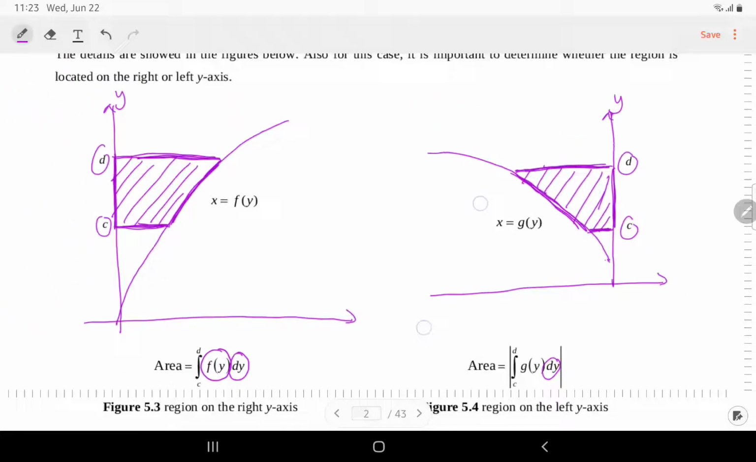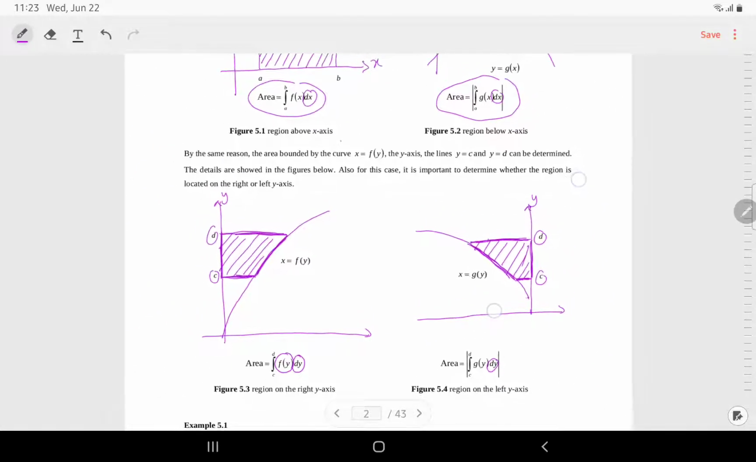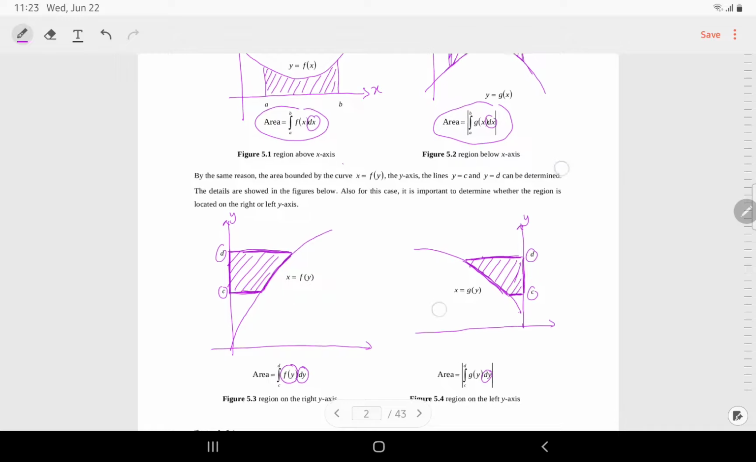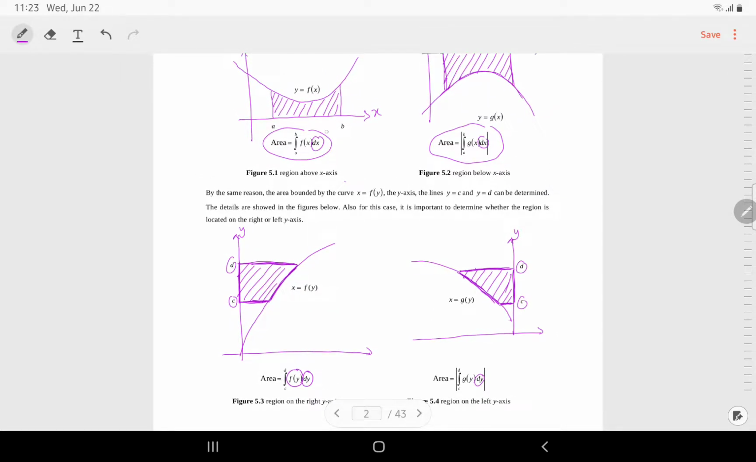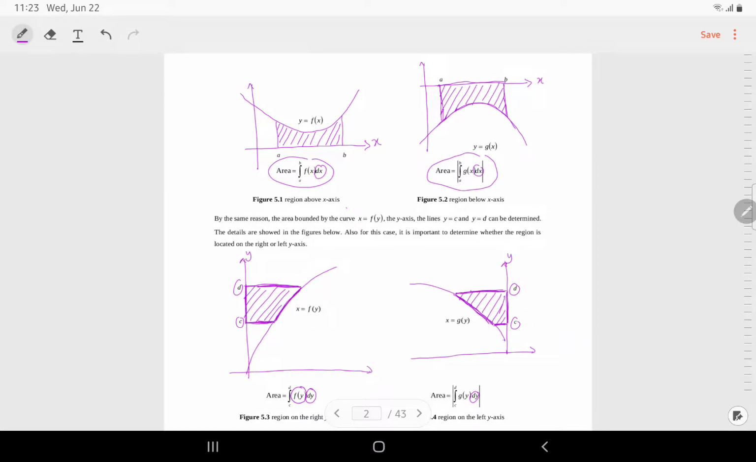Okay, so you kena pandai differentiate lah between these four formula. Okay, formula yang first one untuk x above the region is above x-axis. Figure 5.2, the region is below x-axis. Figure 5.3, the region is on the right of y-axis, and figure 5.4, the region is on the left of y-axis. Okay, so we have 4 formulas for finding area of the shaded region. Okay, in the application of integration.